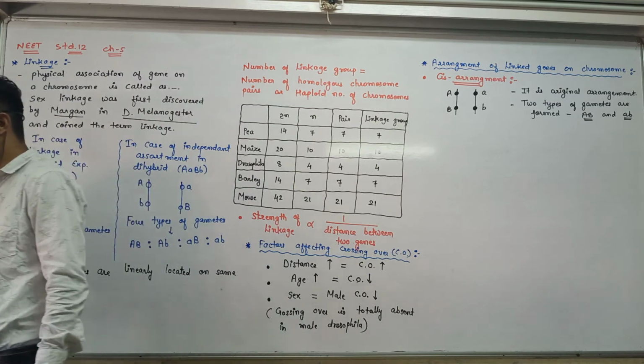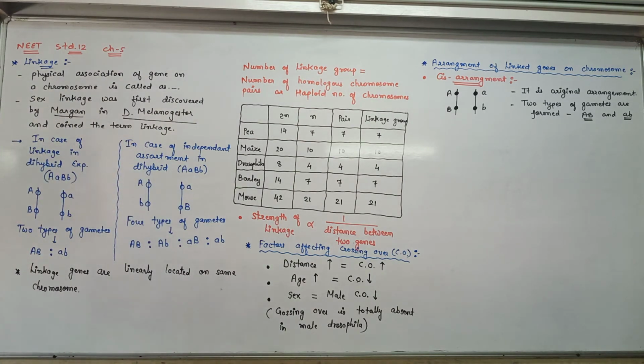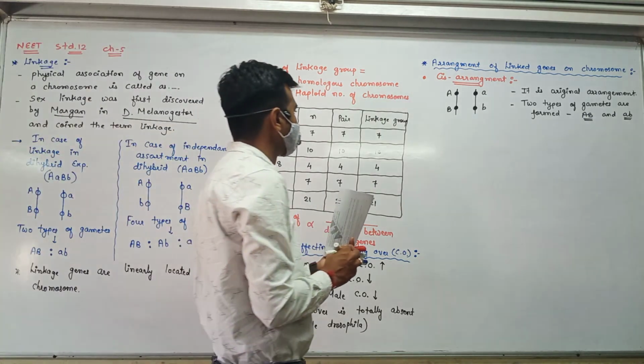What is cis arrangement? Cis arrangement means both the dominant genes are present on one chromosome and both recessive genes are present on the other chromosome. This is known as cis arrangement, and this cis arrangement is the original arrangement. Here two types of gametes are formed, capital A, capital B, and small a, small b.